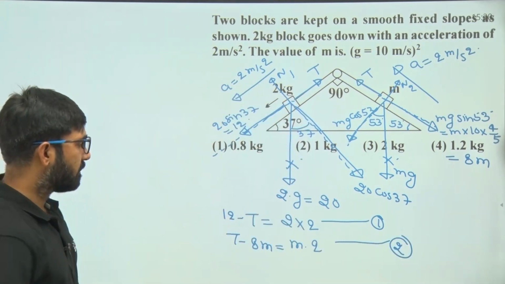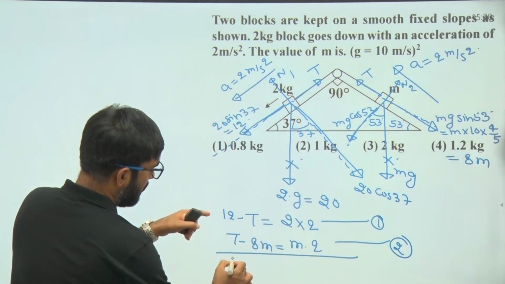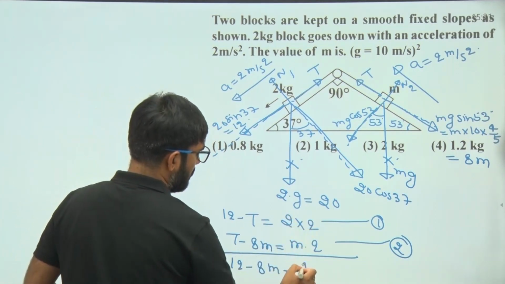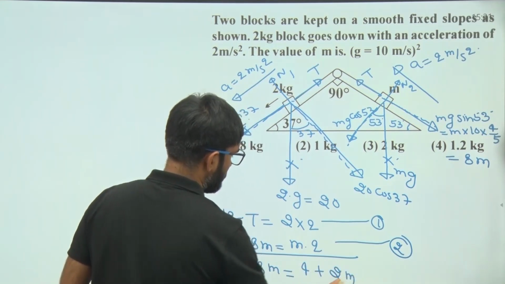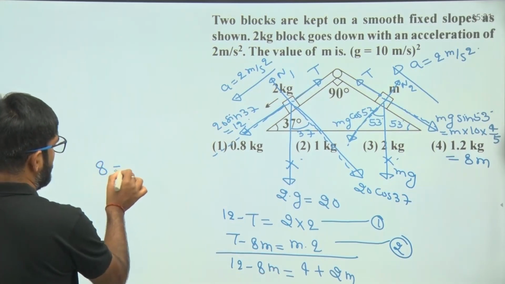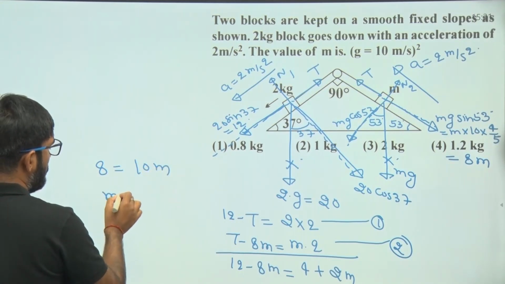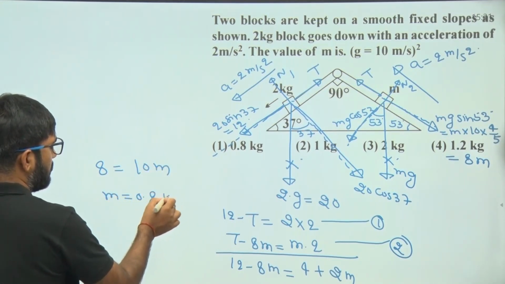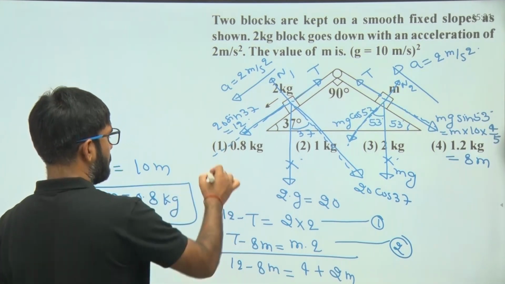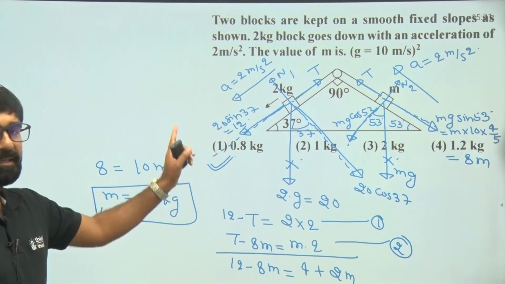Now add these two equations, minus T plus T is 0. On adding these two equations, we get 12 minus 8m equal to 2 into 2, 4 plus 2m. On solving this, 12 minus 4 is 8, equal to 8m and 2m, 10m, then value of m will be 8 by 10, that means 0.8 kg. Final answer is value of m is 0.8 kg. In option 1 it is given as 0.8 kg, hence final answer is first, 0.8 kg.